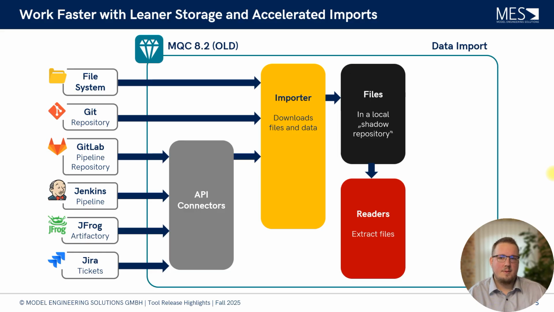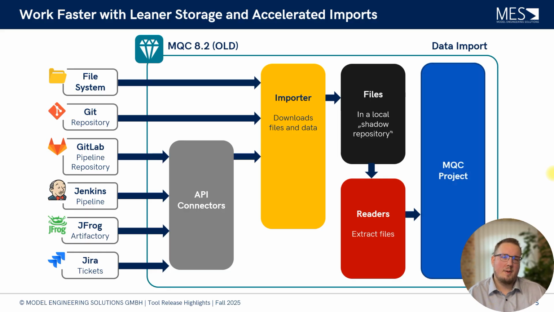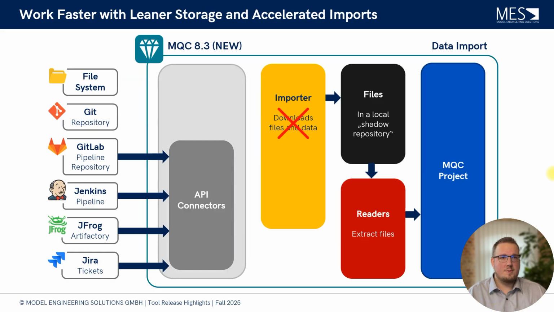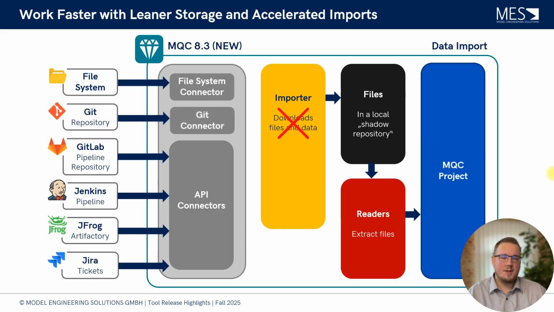File readers then extract files from these imports, and we get our MQC project that contains all the data and findings. With MQC 8.3, we optimize this process. First, we removed the direct connection of the file system and Git repository to the importer, and instead created a unified interface for all connectors.